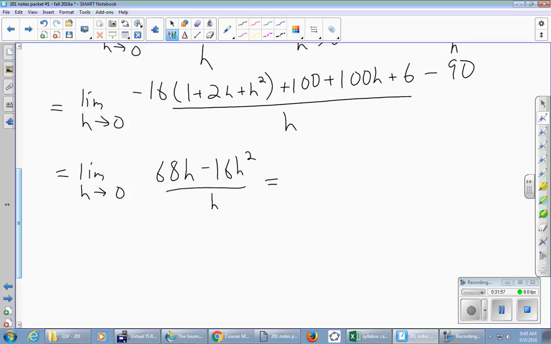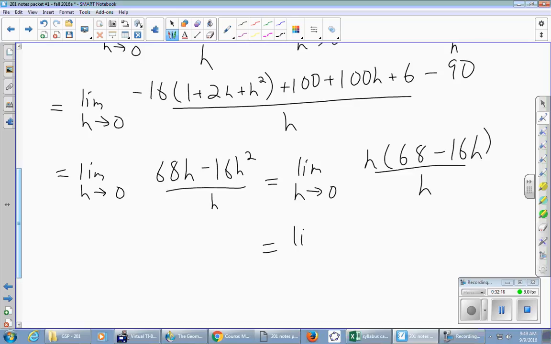What can I factor out on the top? We can factor out the h. I think you could also factor out, I think somebody said 4. Wait, is that right? 60? Yeah, 4 goes into both, but to be honest, who cares? It's really the h that's the key. We're factoring that h out. Here we go. 68 minus 16h divided by h. Limit as h goes to 0.